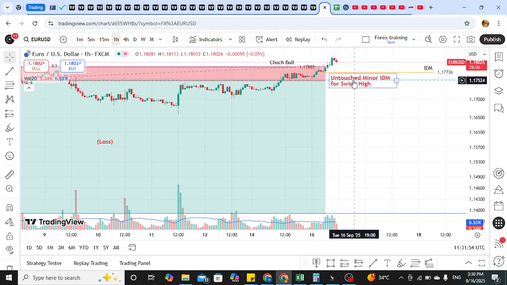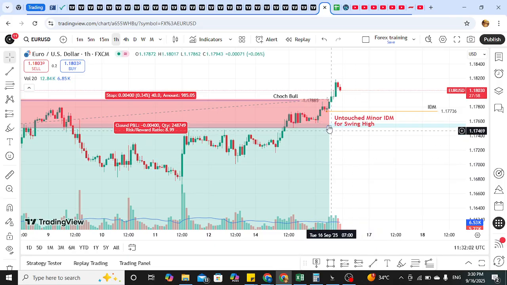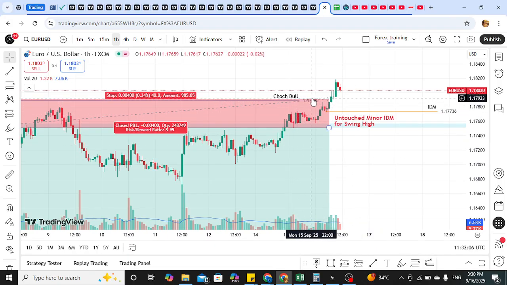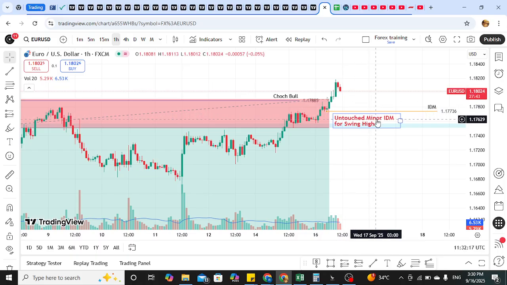This is untouched minor IDM. So it's a minor IDM. Why is it minor? Because this is the latest pullback which happened before the break happens, and it is still not touched, and until it is, we can identify the height of the range. And if it stayed as minor IDM, how does it become major?